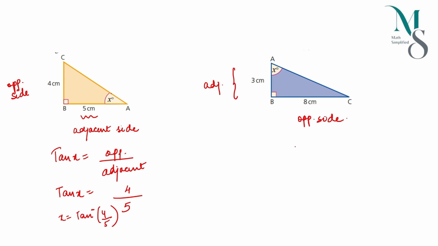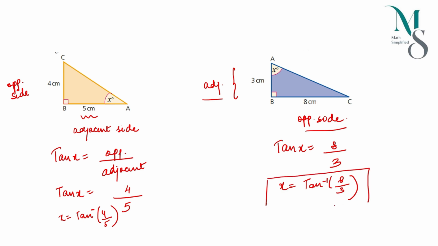Now, what are we going to use? We have the opposite side and the adjacent side. We'll use the function tan of x is equal to opposite, which is 8, upon adjacent, which is 3. So the value of x will be tan inverse of 8 by 3. We'll learn in another separate video how to find the values of tan inverse x or sin inverse x.